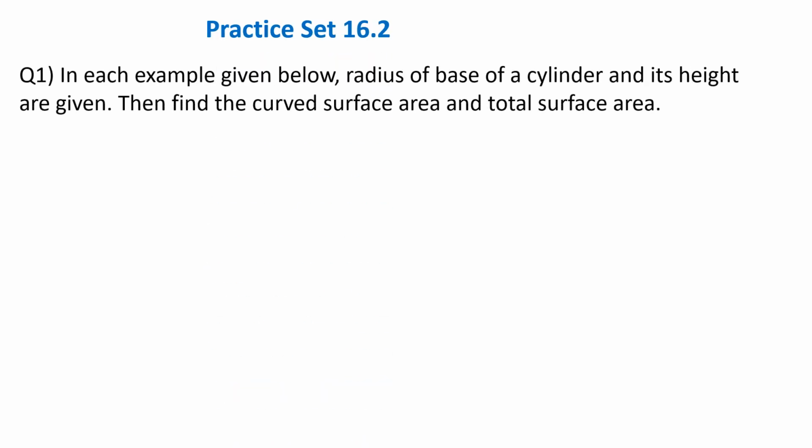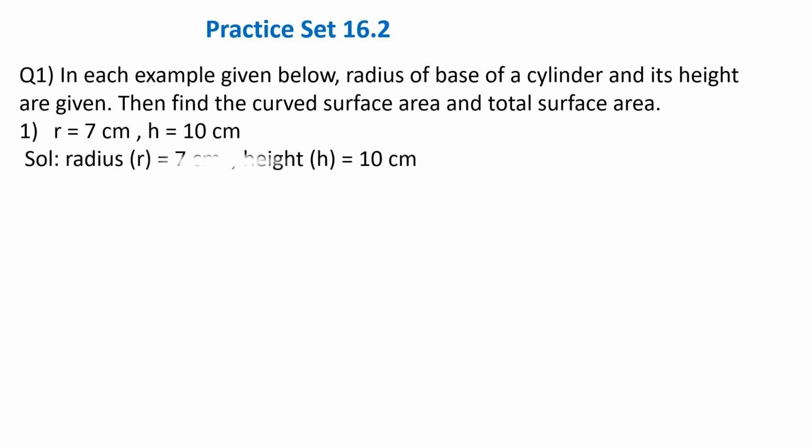Now what is given in the first question, students? In each example given below, the radius of the base of the cylinder and its height are given. Then find the curved surface area and total surface area. So you have to find the curved surface area of the cylinder and the total surface area of the cylinder. Here in the first, it is given r is equal to 7, meaning the radius of the base is given as 7, and h, meaning the height of the cylinder, is given as 10 centimeter.